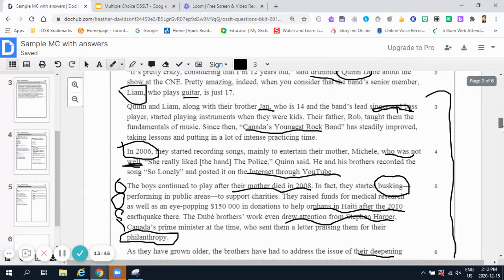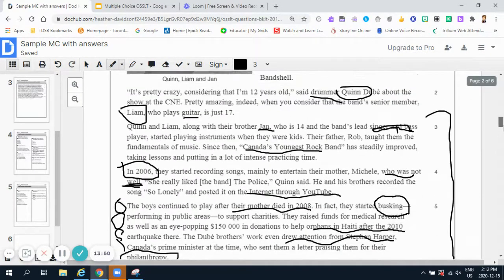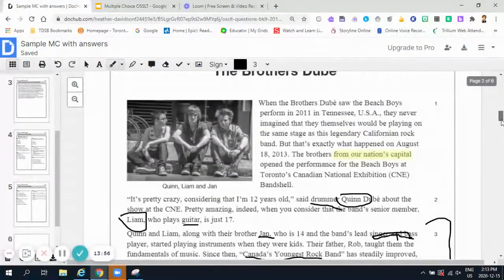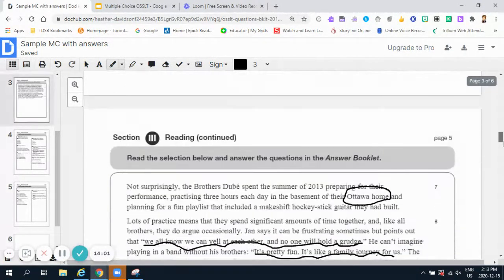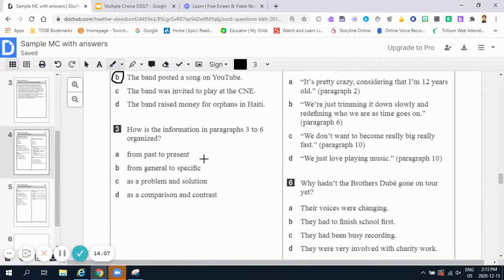So I can see by going through those paragraphs, it starts at 2006 when the band starts performing and goes up to their CNE performance in 2013. So it is chronological, okay? So that would be my answer. That's what I'm thinking, but let's make sure, let's read all of them in case they're trying to trick me, because sometimes what a multiple choice question will do is give you multiple right answers. So let's do a process of elimination. That's another multiple choice strategy I can use.